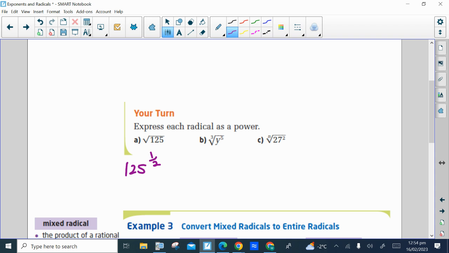Okay, the next one. Brooklyn Lorenz, what would you write for that? Is she right, Allie? Good. Cube root means the denominator is 3, the y is to the power 5, so that's your numerator. Kai, what about question C? You agree with that, Chloe? Good. It's the nth root, so that's the denominator. The 27 is squared, so the numerator is 2.